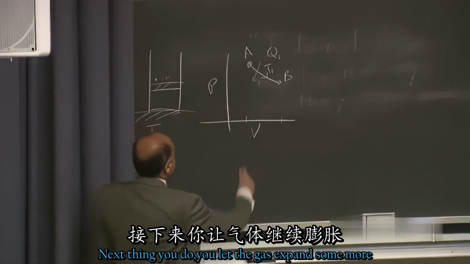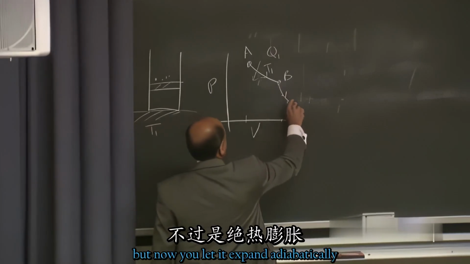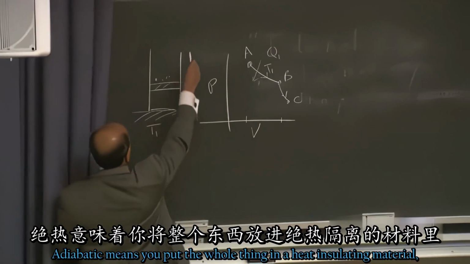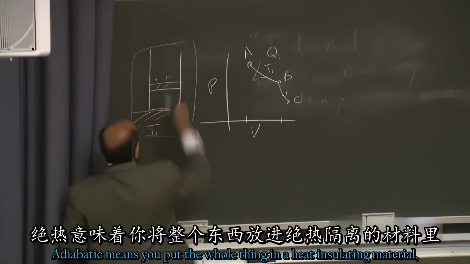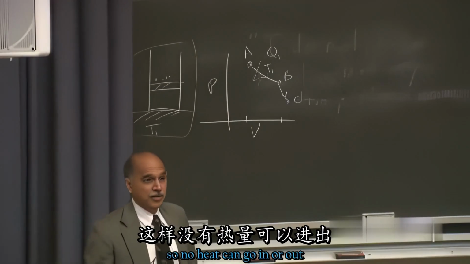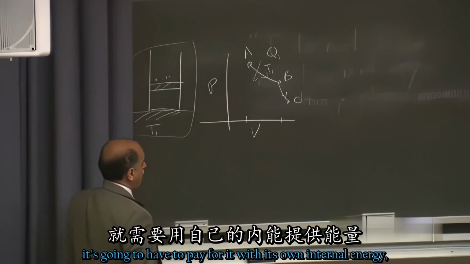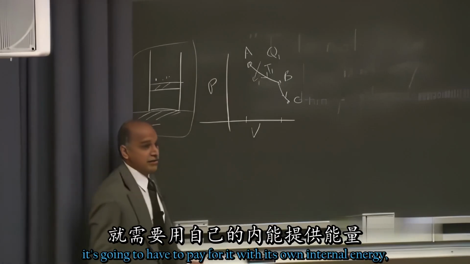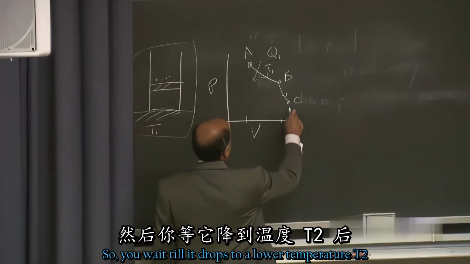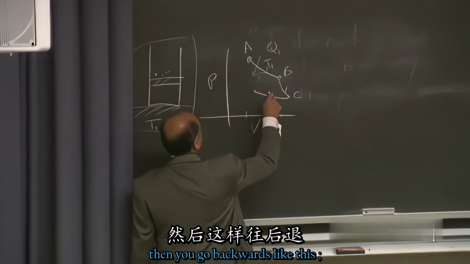Next thing you do, you let the gas expand some more, but now you let it expand adiabatically. Adiabatic means you put the whole thing in a heat insulating material, so no heat can go in or out. Now you can see if it expands, it's going to have to pay for it with its own internal energy, so the temperature will drop. So you wait till it drops to a lower temperature, T2, then you go backwards like this.